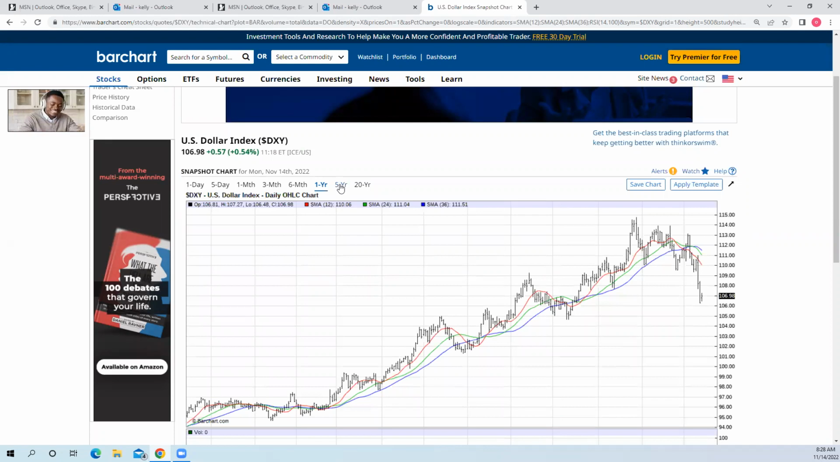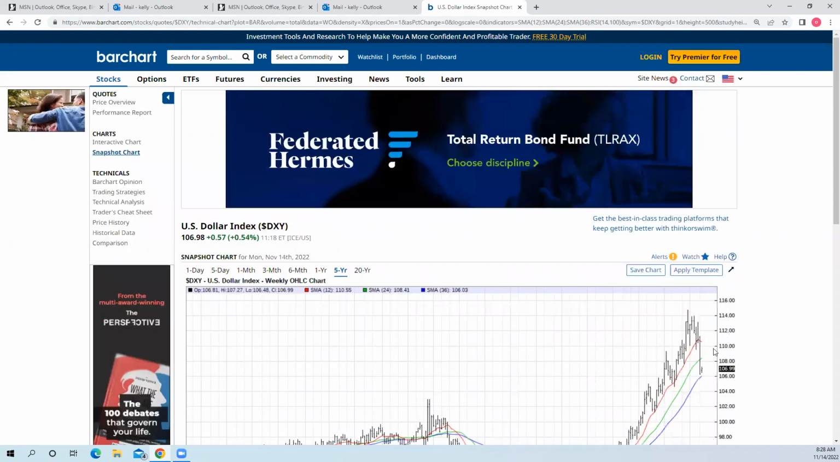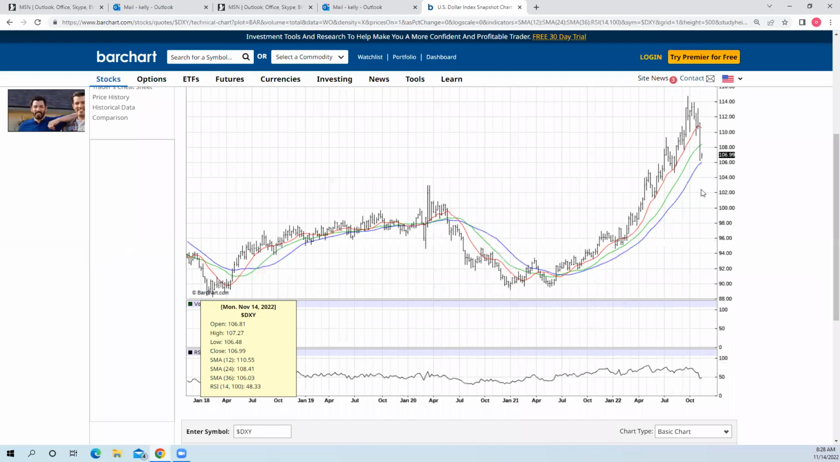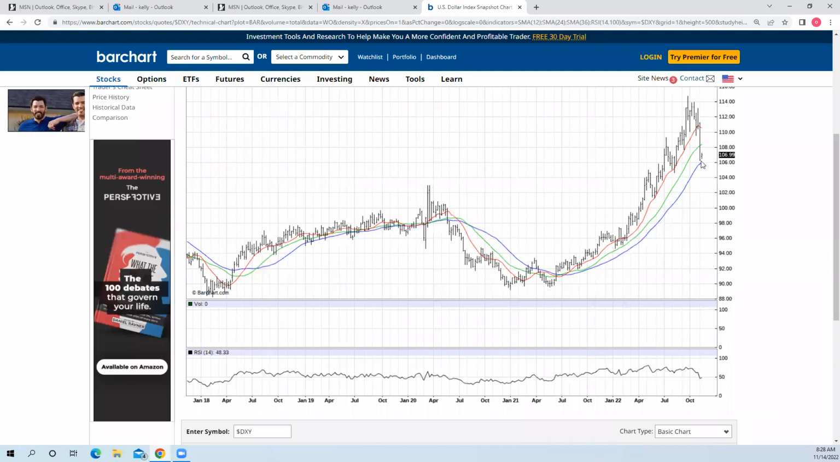If I go to the 5 year, I think you'll see some moving averages coming in. You see, this is why we're thinking it might stop here. So 106, where it hit, kind of a support zone. And the RSI is right around 50, I think, too. Well, it's underneath 50. Now it's at 48. So if the RSI gets back above 50, you start getting back above 108, that correction could be done.